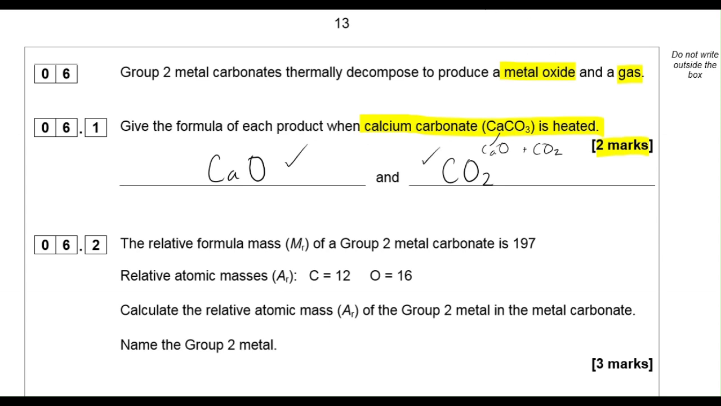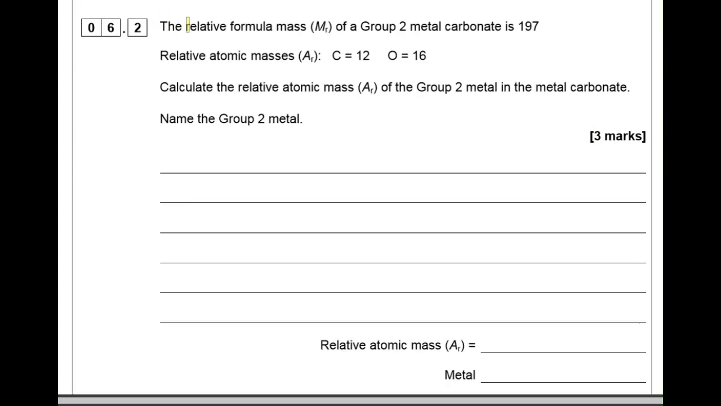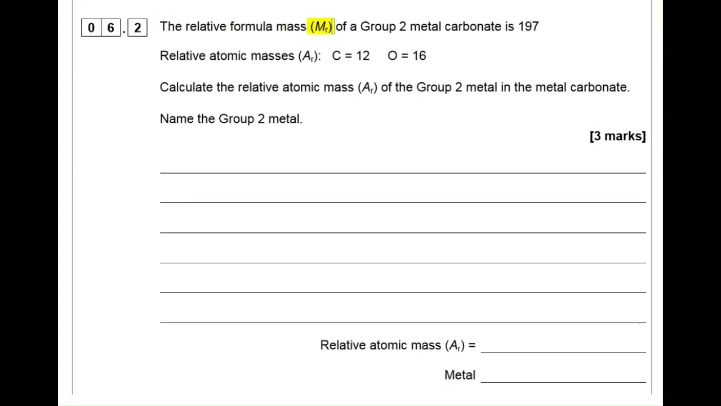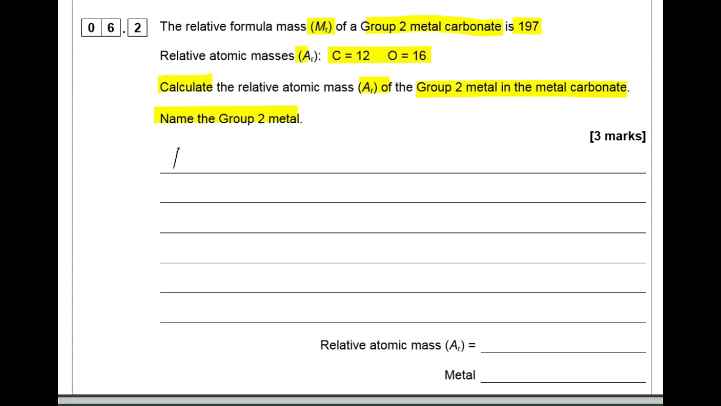6.2. The relative formula mass Mr of a group 2 metal carbonate is 197. The relative atomic masses of carbon are 12, oxygen 16. Calculate the relative atomic mass Ar of the group 2 metal in the metal carbonate and name the group 2 metal. And this is for 3 marks. Now group 2 metal carbonates all have the same formula, MCO3, where M is the unknown metal.